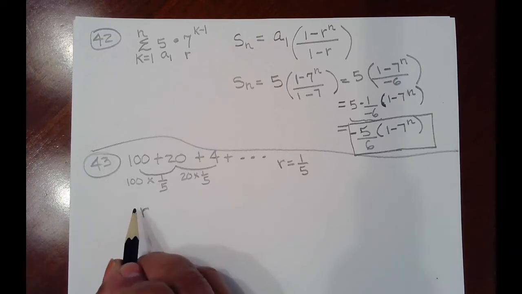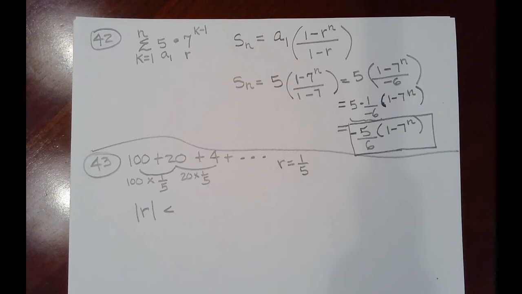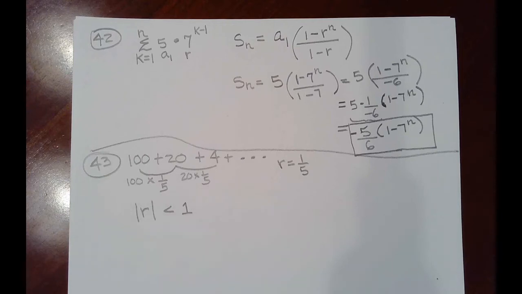So when the absolute value of the R value is less than 1, that means that it converges. Okay, and let me check one thing before I go all the way to the end here. So this is 12.2.